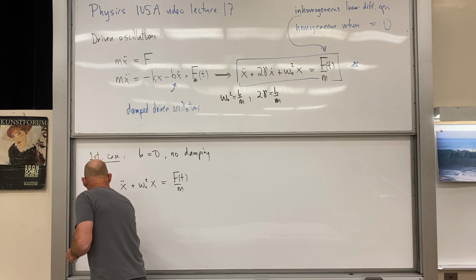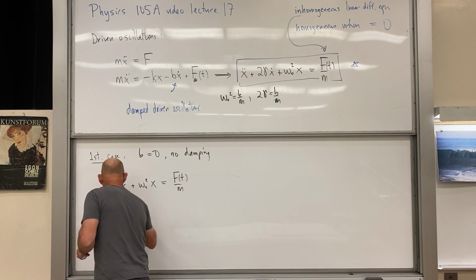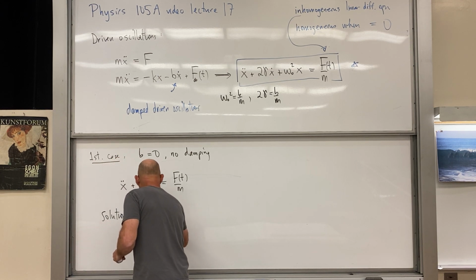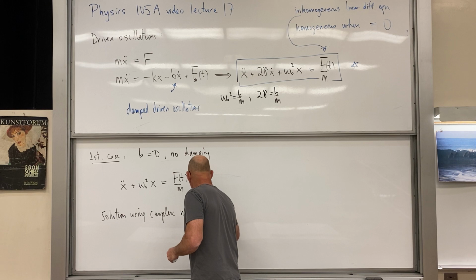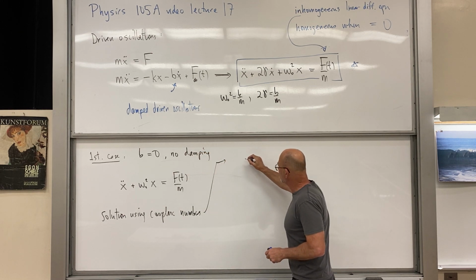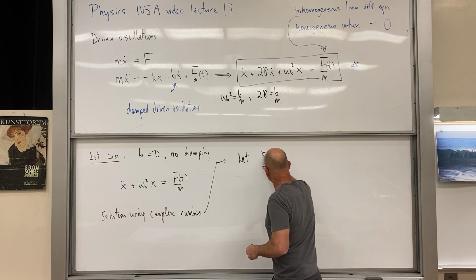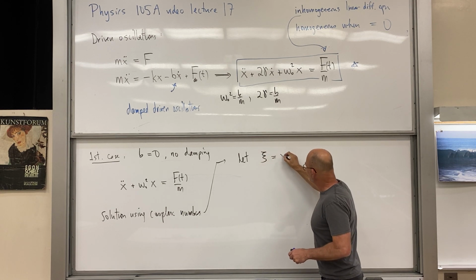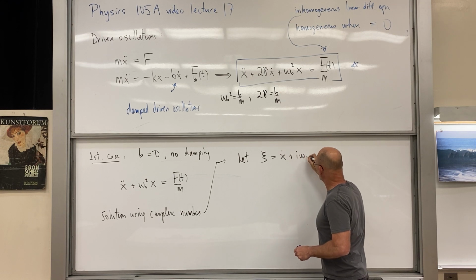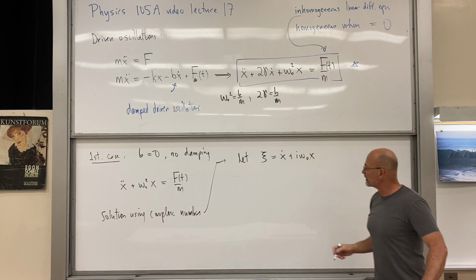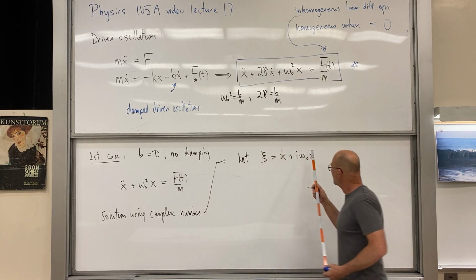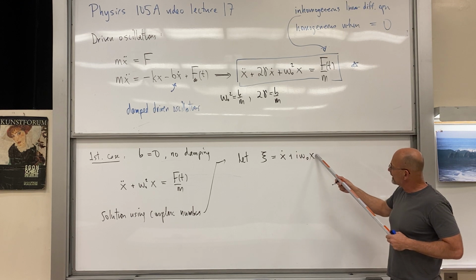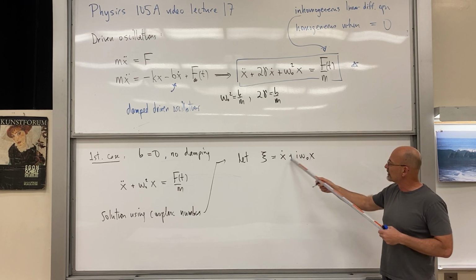So what we do is, I'll write here: solution using complex numbers, just to warn you. What we're going to do is let this letter C be x dot plus i omega naught times x. And what we're saying is x is actually what we're looking for, right? x of t. So x is a real number, x dot is a real number as well.